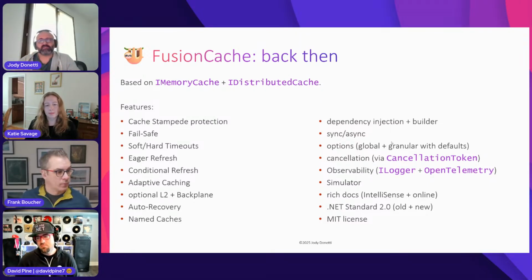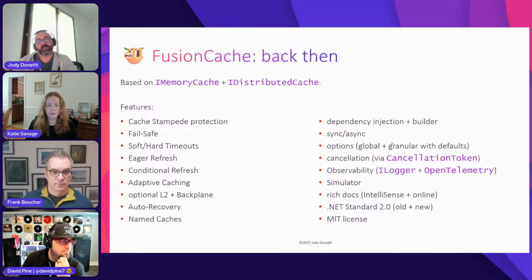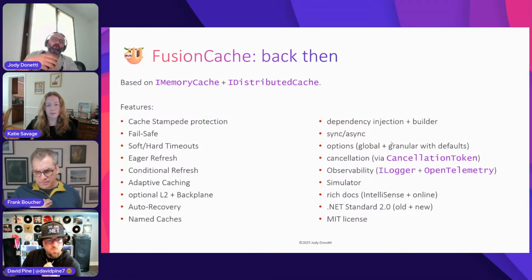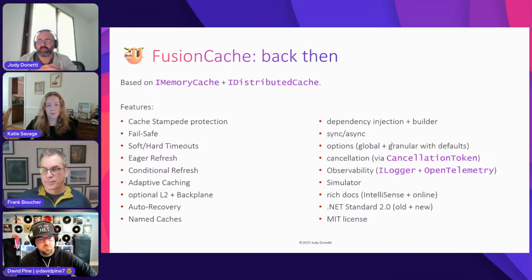It supports fail-safe and soft-light timeouts, which are features related to resiliency. Mechanisms, in particular, like eager refresh and conditional refresh, make it so that you can have a more flexible way of handling refresh of the expired values in the cache. And also adaptive caching, which is a way to basically tweak the options for a single cache entry based on the value itself, which is something that you do not have when you call the methods to the cache, or not necessarily.